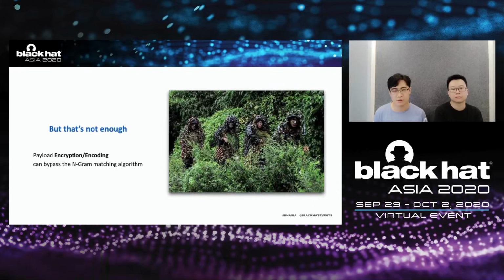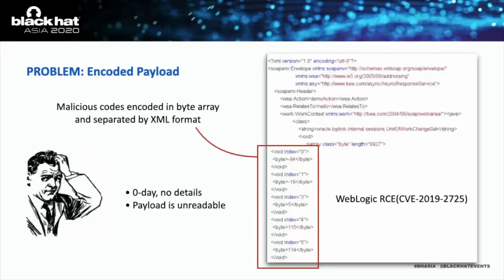The former example shows how the data flow tracking method helps us catch zero-day payloads. But that's not enough, because sometimes the payload is encoded or encrypted, and there is no string pattern available to match different logs. Let me show you an example.